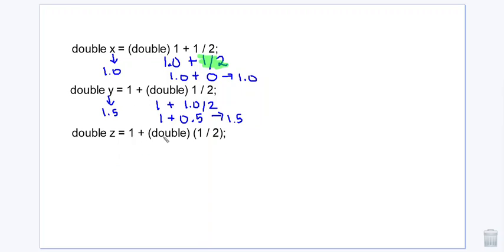And then here, this double is touching the parentheses, so before I can cast something to a double, I first have to calculate this. Now 1 divided by 2, because both of those are integers, is a 0, not 0.5. But then I'm going to cast it to a double, which will just add in a 0.0. So then I'm going to do 1 plus 0.0, which is just going to be 1.0.